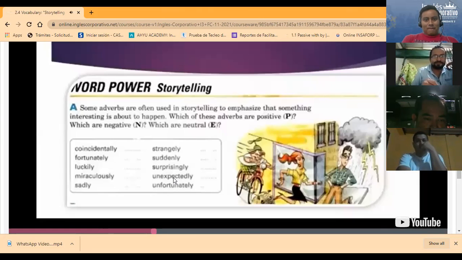Which are positive, which are negative, and which ones are neutral? Coincidentally, fortunately, luckily, miraculously, sadly, strangely, suddenly, surprisingly, unexpectedly, unfortunately.